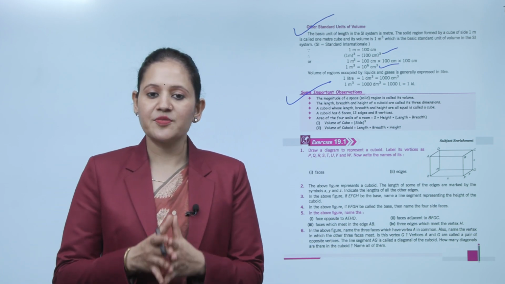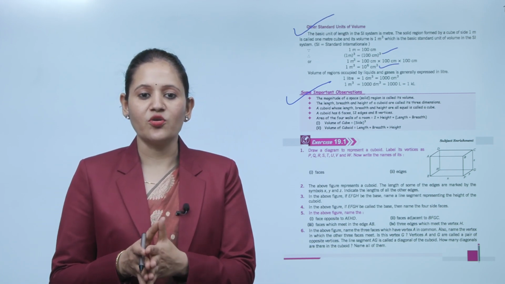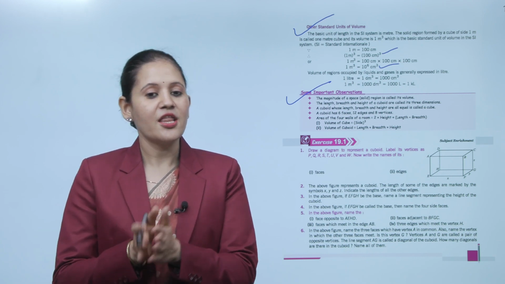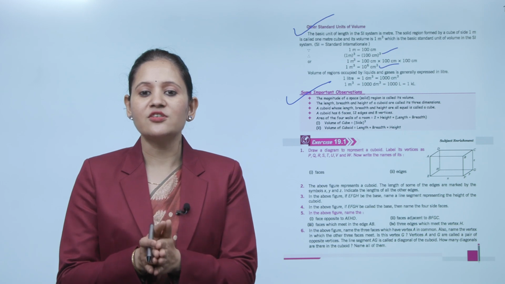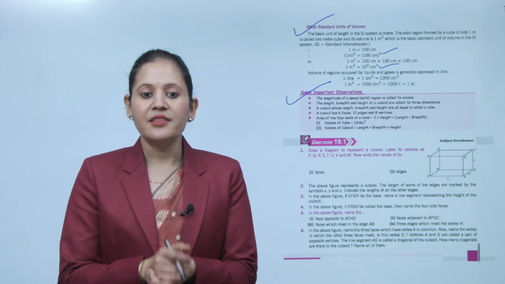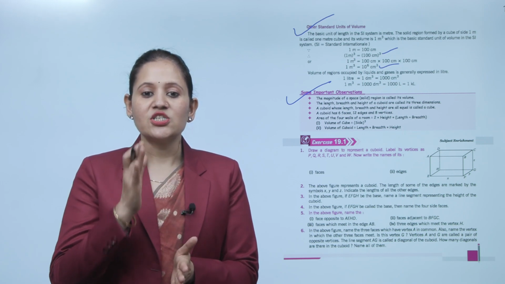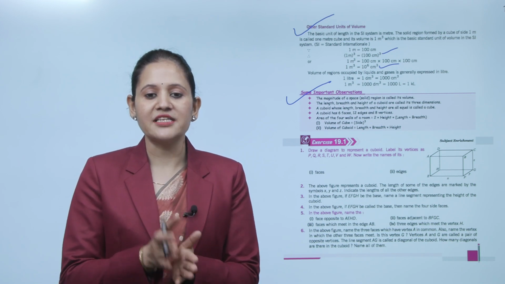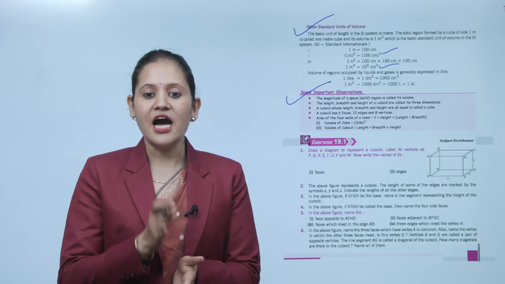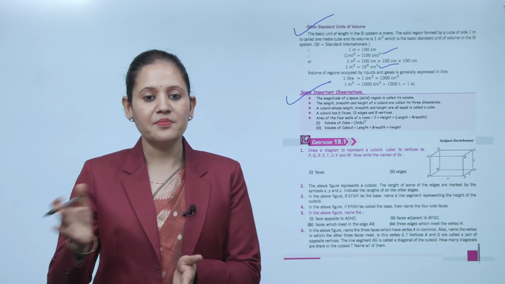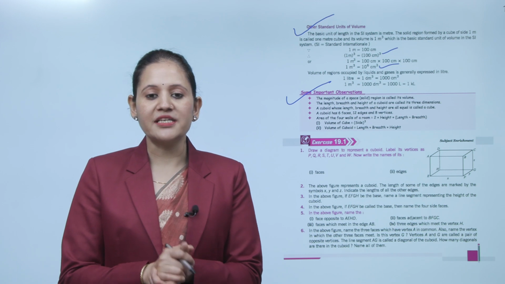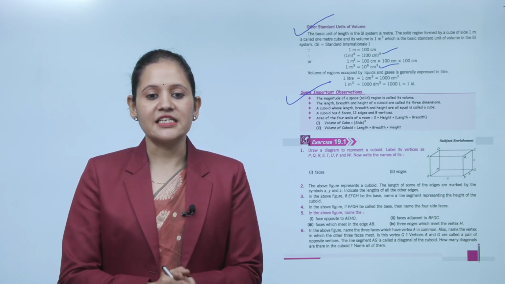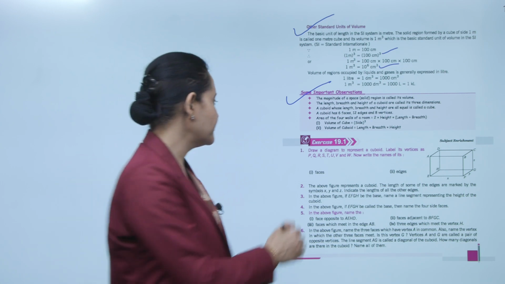The magnitude of a space region is called volume. The length, breadth and height of the cuboid are called the 3 dimensions. The cuboid whose length, breadth and height are all equal is called a cube. The cuboid has 6 faces, 12 edges and 8 vertices. Area of 4 walls of the room equals 2 into height into length plus breadth. Volume of cube is side cube. Volume of cuboid is length into breadth into height. Next is exercise 19.1.